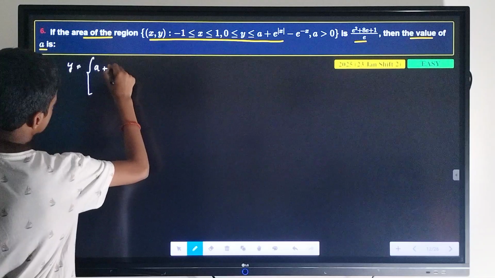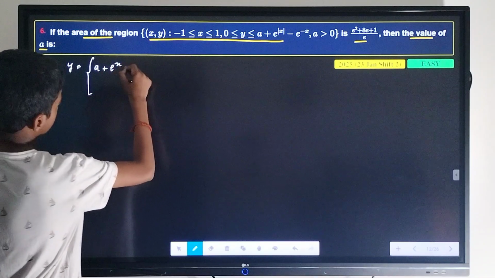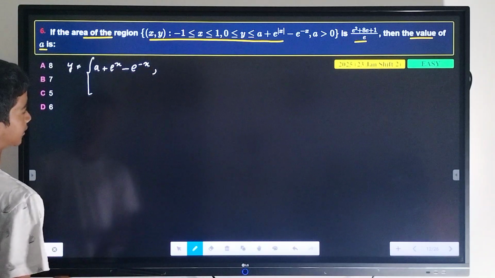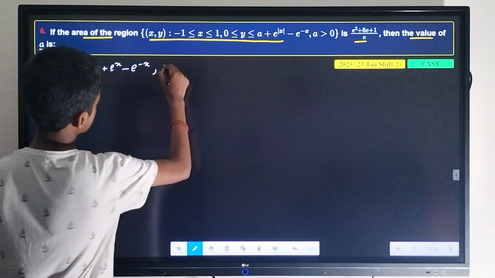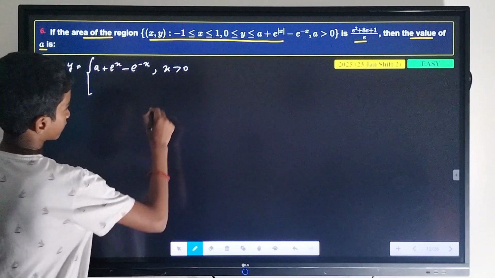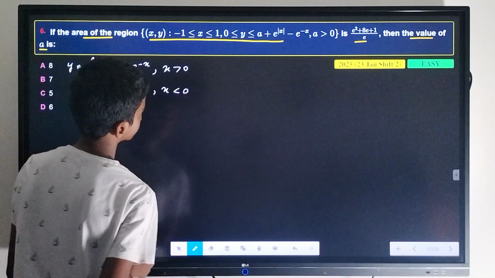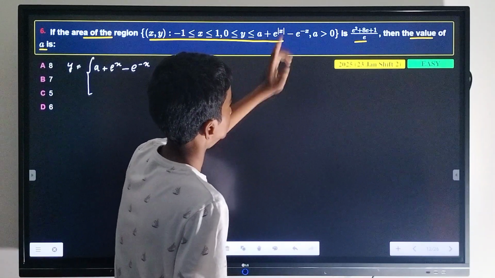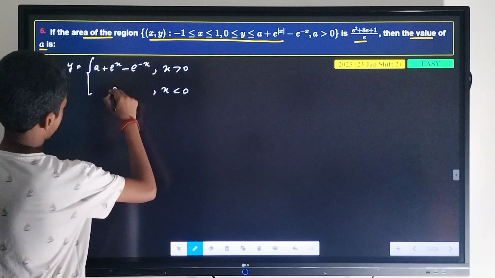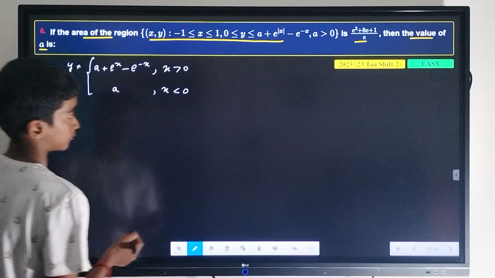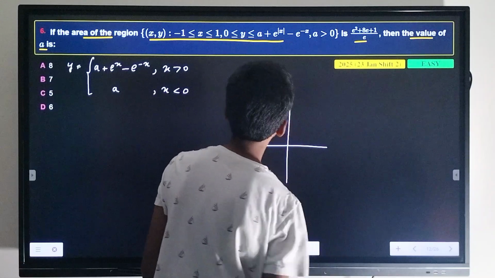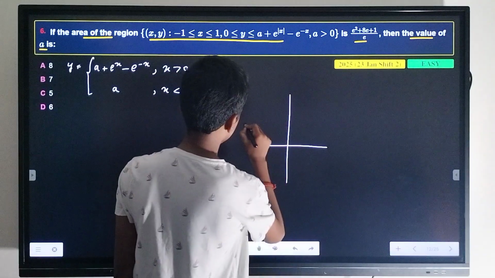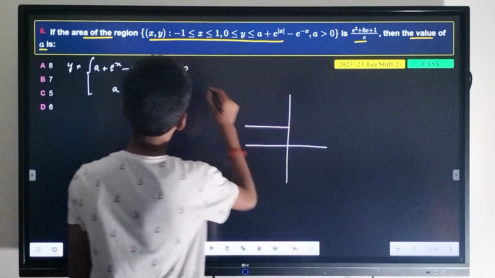A plus e raised to power x minus of e raised to power minus x, and this is when our x is greater than 0. If our x is less than 0, we will get e raised to power minus x minus of e raised to power minus x. So these two will get cancelled and we will be left with A. So from here we can make the graph of our y. So this will be when x is less than 0, so this will be A.